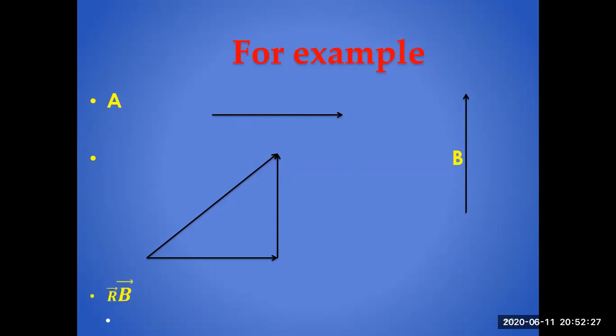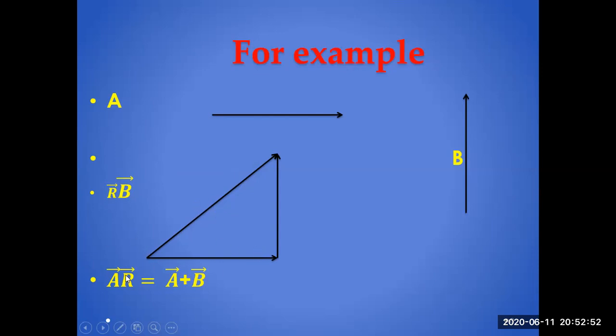You are adding like this. R, this one. R is equal to A plus B. Here it is A, here it is B. Then you will add these two, vector A and vector B. You add these two vectors, that will be R, the resultant vector. R is equal to A plus B.